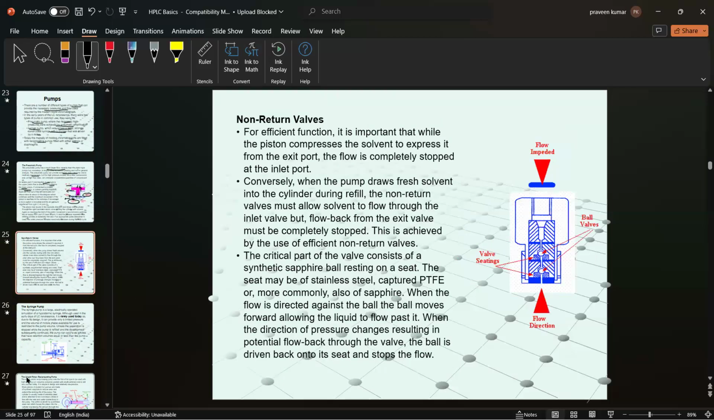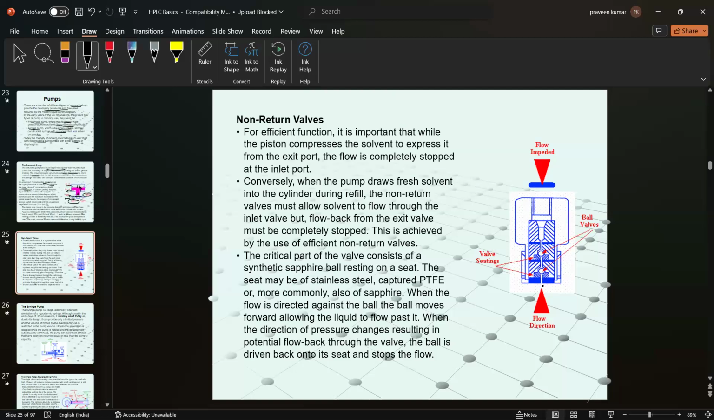And another thing, as I mentioned, is the non-return valves. The whole HPLC system is connected by non-return valves, from the reservoir to the column to the detector. At every point, the whole HPLC is equipped with non-return valves. Non-return valves are mainly used for unidirectional flow.